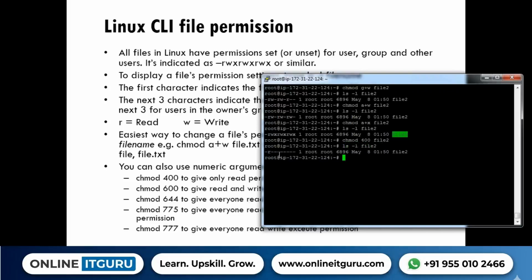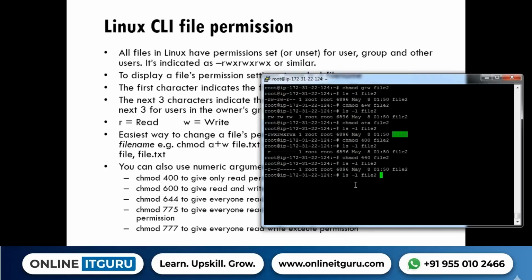See, now everything is changed. So only the read permission is there on this file. For example, if you want to provide the read permission to the group as well, the group is the second number. Just use the number 4, so 440. It's going to change, and it will provide read permission to the group members as well.